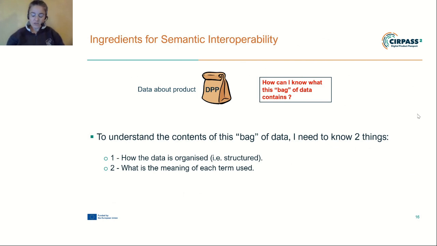Now I'm going to dive into the ingredients I need to make semantic interoperability happen. To understand what this bag of data contains, I need to know how the data is structured and what is the meaning of each term used. We're going to go into the detail of these two things in the following slides. So let's start with how the data is structured.